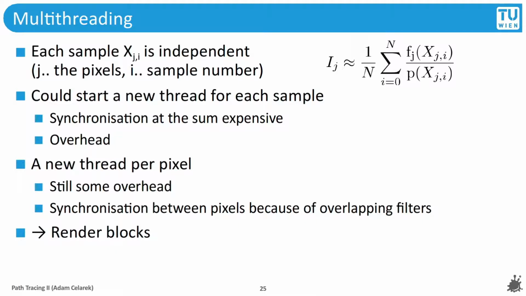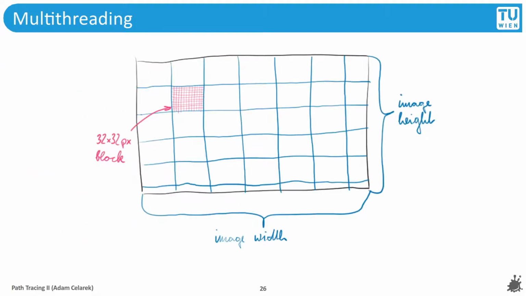We could start a new thread per pixel, but this is more GPU style. For the CPU, that is still too much overhead. Plus, we would actually need synchronization because of overlapping pixel filters, but that is doable. So for CPUs, we use blocks of pixels. Such blocks can have a size of, for instance, 32 × 32 pixels.